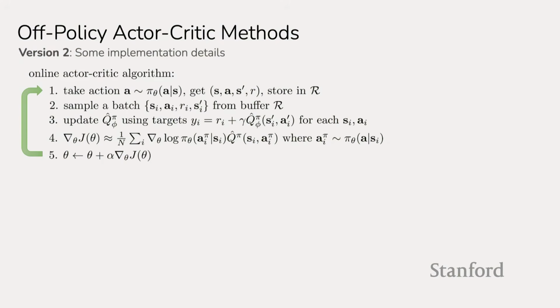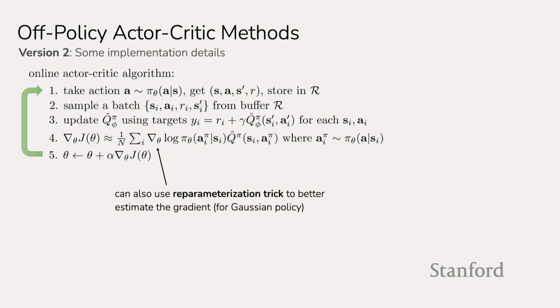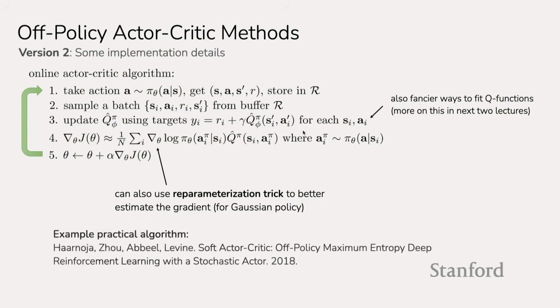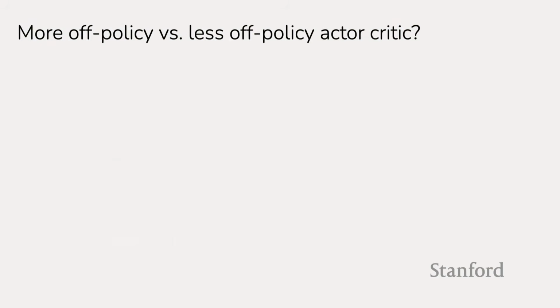Okay, so this is essentially the soft actor-critic algorithm. There are other ways to estimate this gradient that we don't have time to get into today, but we might go over in future lectures. There are also some fancier ways to fit this Q function that we'll see in the next lecture. But the algorithm here that this is very, very close to is called soft actor-critic, or SAC.